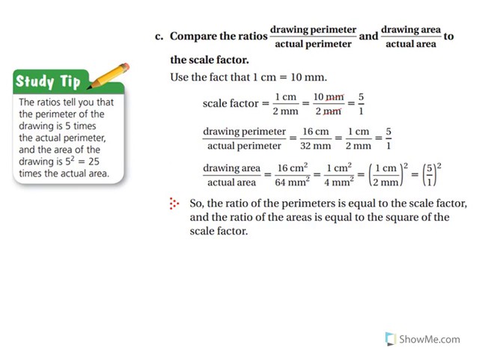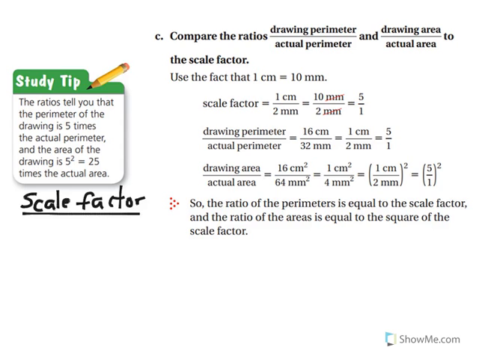Now for this section, let's see what it says. It says compare the ratios, drawing perimeter to actual perimeter, and drawing area to actual area. You're going to compare that to the scale factor. So we have 3 different things we want to find out. I'm going to begin with the scale factor, because we need to know what we're going to compare everything else to.